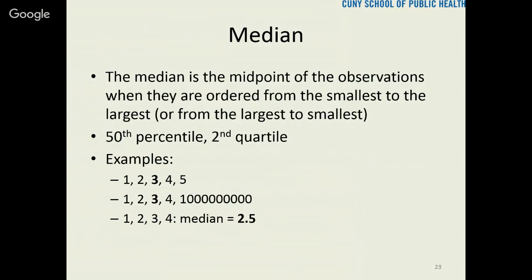Just a few examples here. 1, 2, 3, 4, 5. The median is 3. We replace the 5 with a billion. It's the same. So that's what I mean. It's resistant. It's robust to outliers. And if we get rid of that 5, it changes a little bit. It has to be somewhere between 2 and 3.